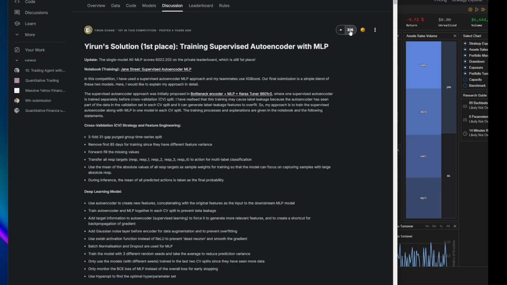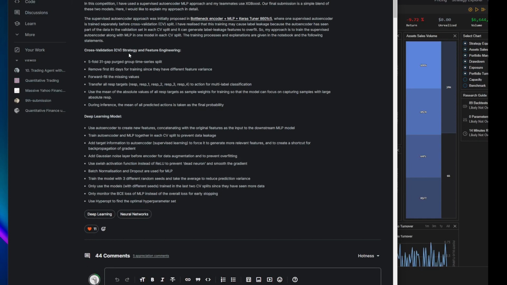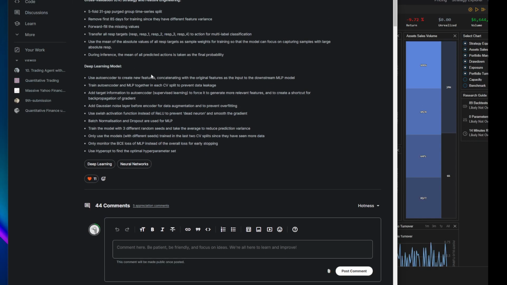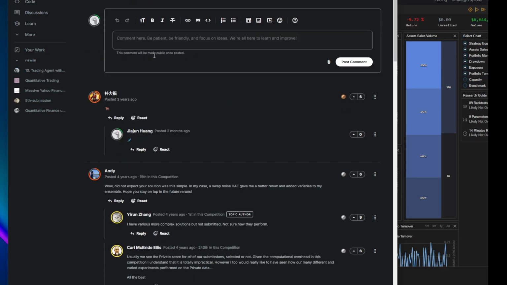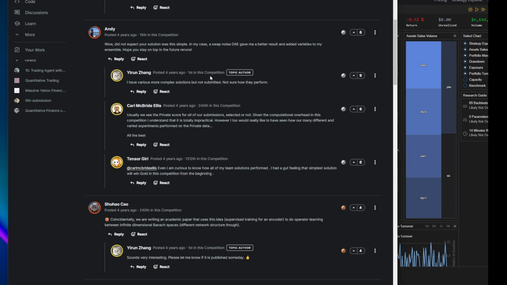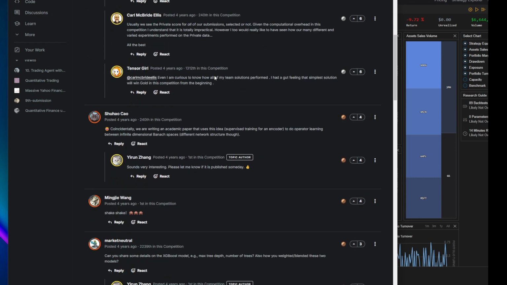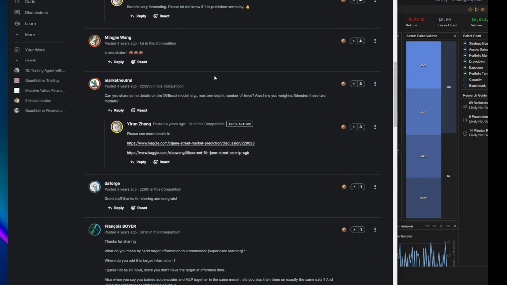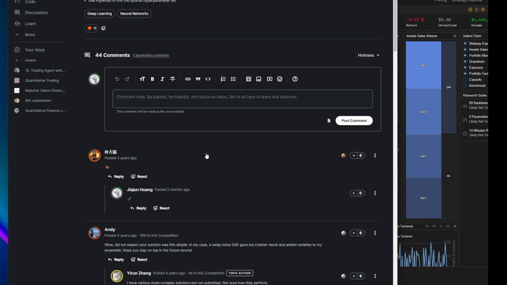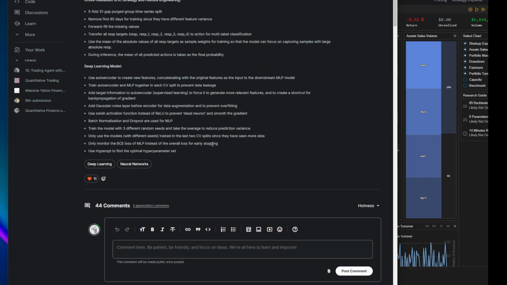Now, it's a cross-validation strategy, deep learning model. Okay, so I suppose that's what we need to look at, different competitions and have a look at their strategies. Can you share some details on the XGBoost model? Max tree depth, number of trees. Also how you weighted or blended these two models. He said, please see more details here. Okay, is there code?